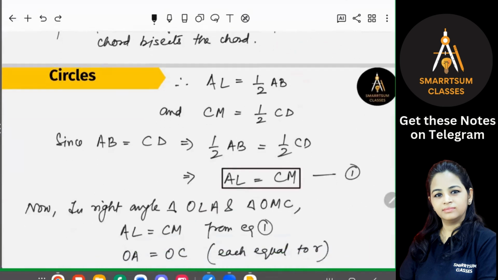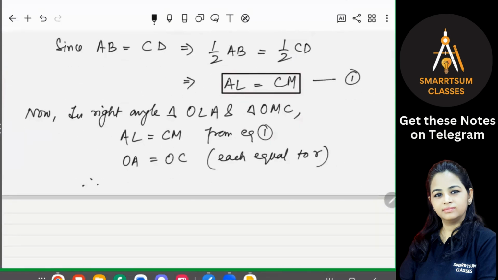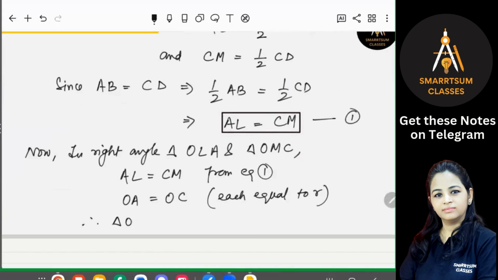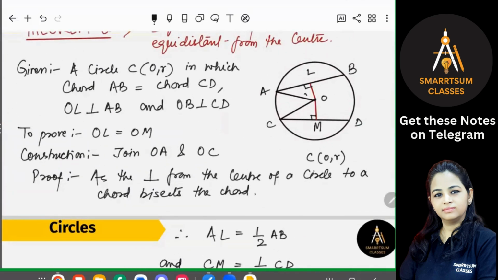So can we say that triangle OLA is congruent to triangle OMC, right? These two right angle triangles are congruent by which criteria? By right angle hypotenuse side criteria, right? So by this congruence criteria, by RHS congruence criteria, we have proved that these two triangles are congruent to each other. Everybody understood till here? Yes or no?